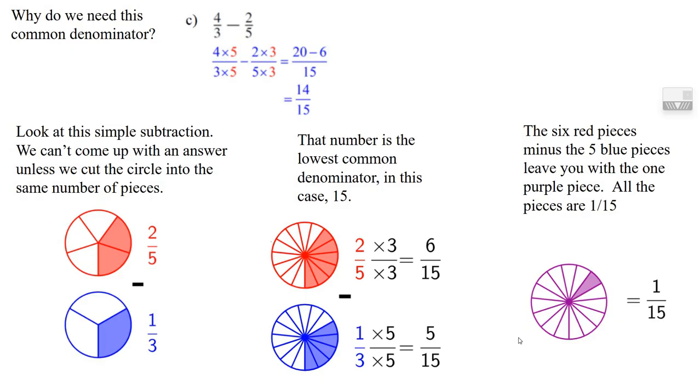And that's why we find a common denominator, because if you want to combine fractions, add or subtract, you have to be looking at the same animal, the same fraction. You need a common denominator.